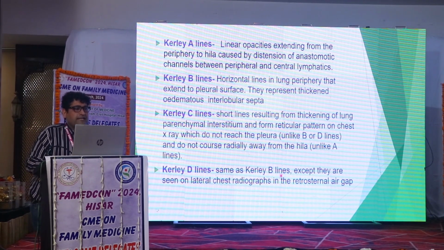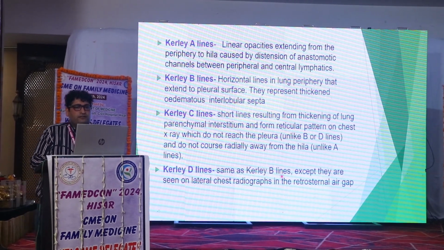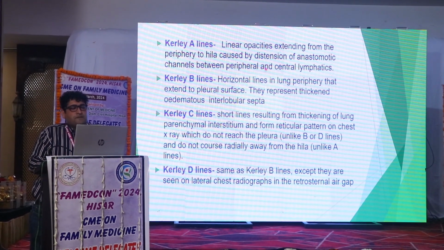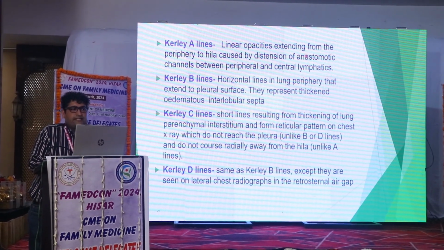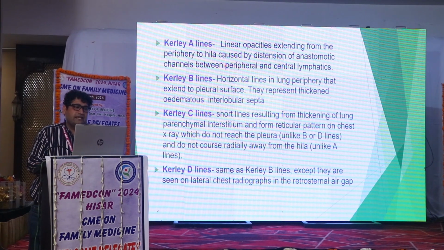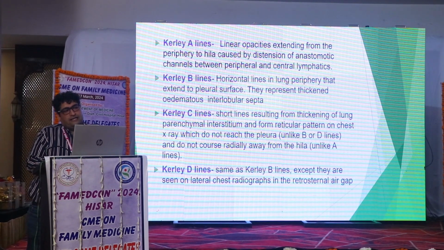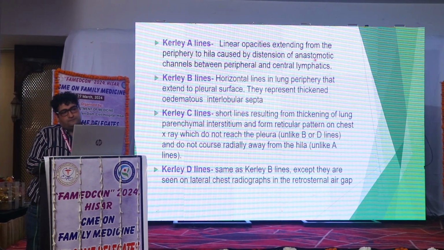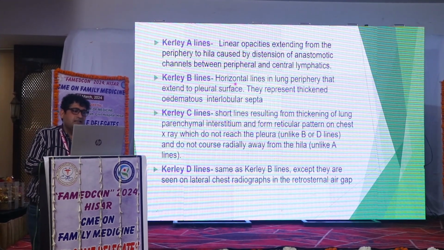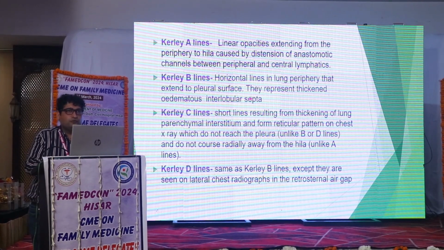See, what are the lines? These are the Kerley A lines, B lines, C lines, D lines. So I am giving you a brief thing so that you can remember for your future. Kerley A lines are linear opacities extending from periphery to the hilum caused by distension of anastomotic channels between peripheral and central lymphatics. So how I remember is Kerley A lines are due to anastomosis. Kerley B lines are the horizontal lines and they lie in the lung periphery and extend up to the pleural surface.